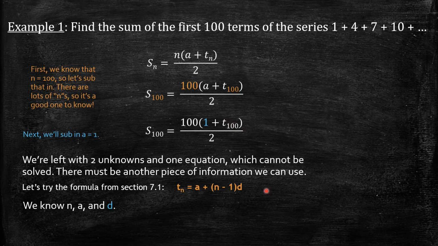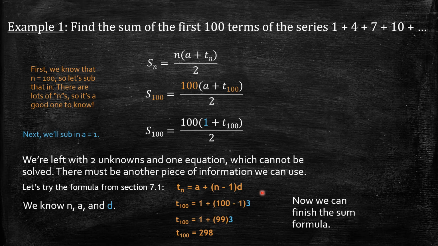We know n, a, and d. Right, d, we hadn't talked about that yet. I put it in blue. d is the common difference, so we're adding 3 each time, so our common difference is 3. So we can simplify all of this, and we get 298.